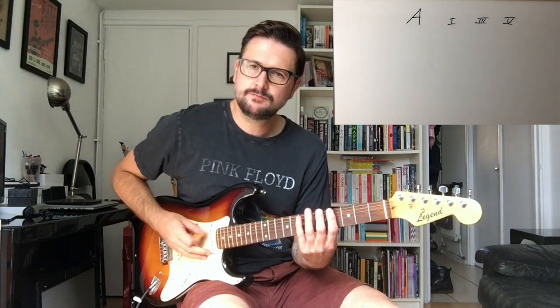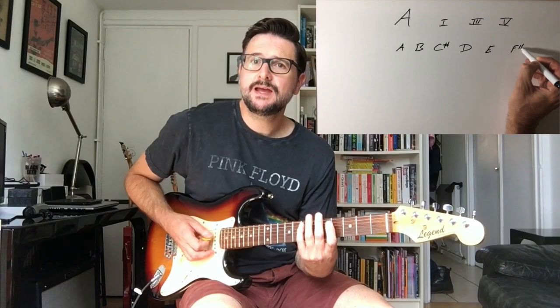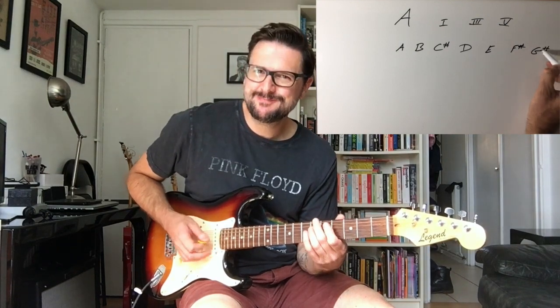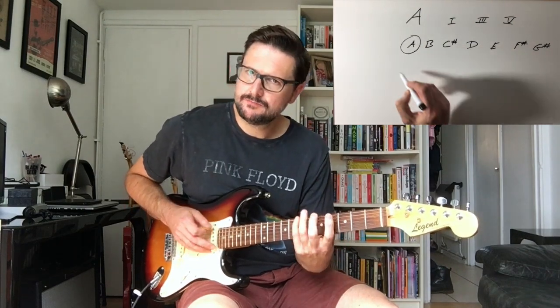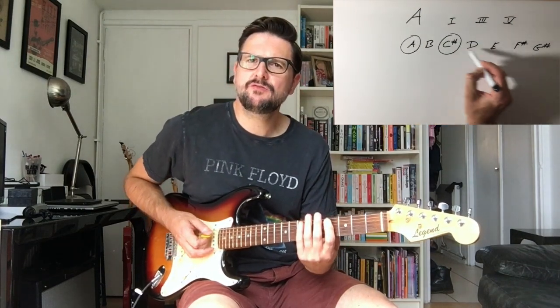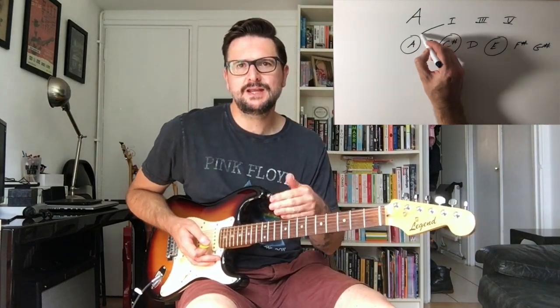Now, every major chord contains the first, third and fifth note of the major scale. So the A major scale: A, B, C sharp, D, E, F sharp, G sharp, A. So we take 1, 3 and 5. 1 is A, and then 1, 2, 3 is C sharp, and then 1, 2, 3, 4, 5 is E. So we've got A, C sharp and E.